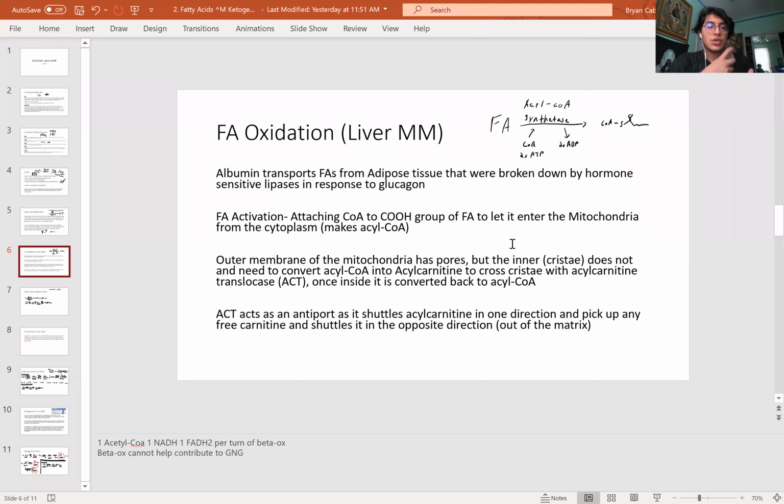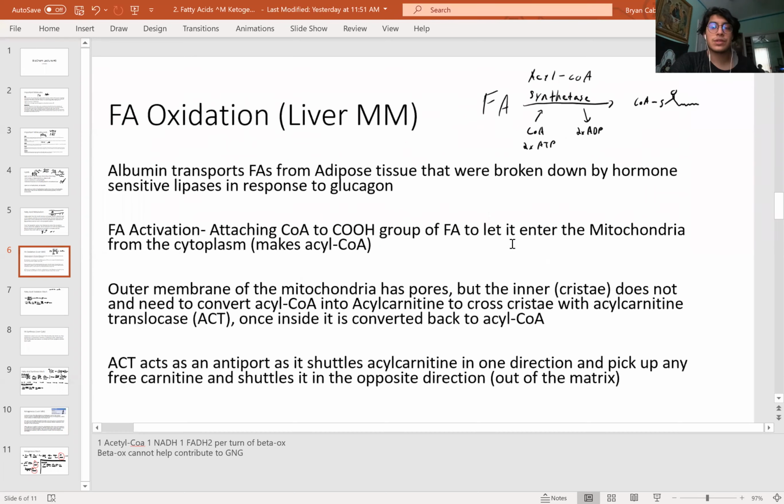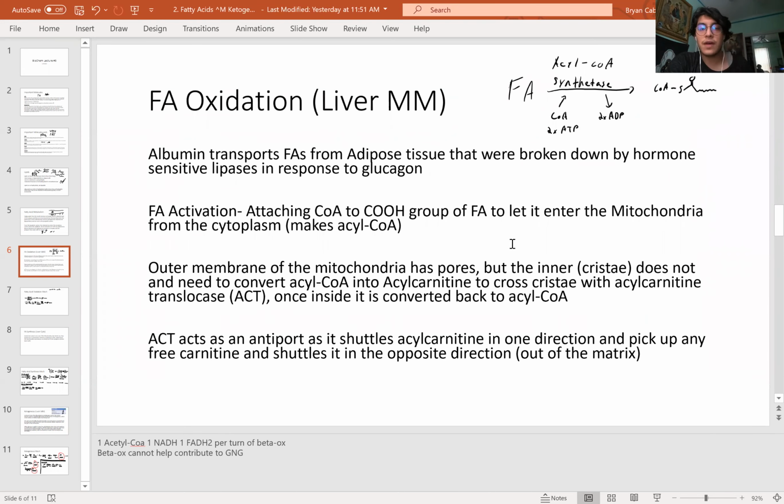The albumin is going to be transporting whatever is broken down, whatever is necessary, to your liver, and then your liver is going to be the one that's constructing the acetyl-CoA from the fatty acid. Okay, so in order for you to first start beta oxidation, you need to activate your fatty acid.